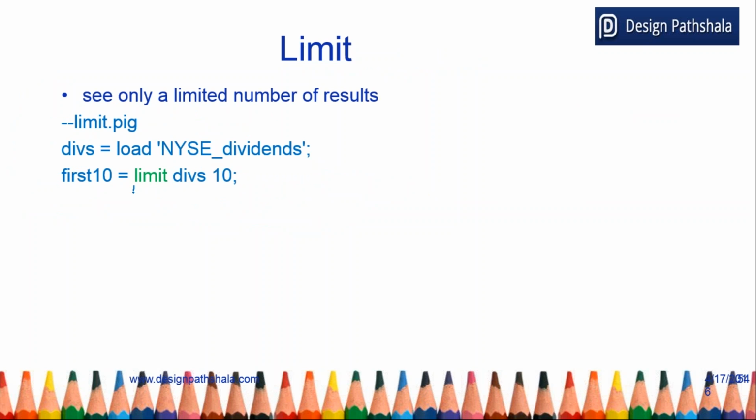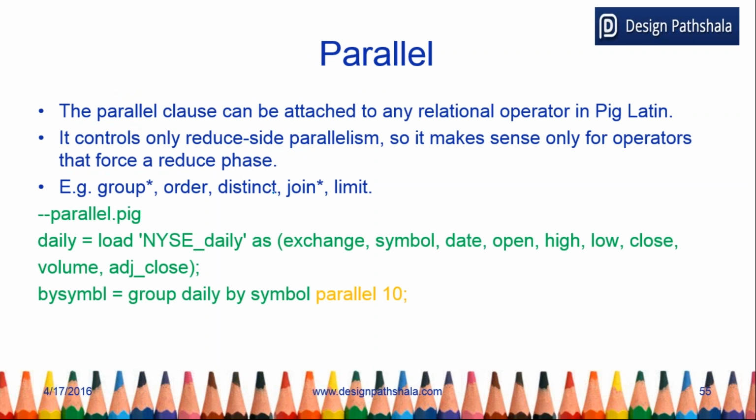Limit is nothing similar to a limit. It will just produce 10 rows. Parallel is similar to defining the number of reducers in your program. So rather than defining set num dot reduce equals to 10, you can define it over here like parallel 10. So that will ensure your 10 reducers are created in your program.